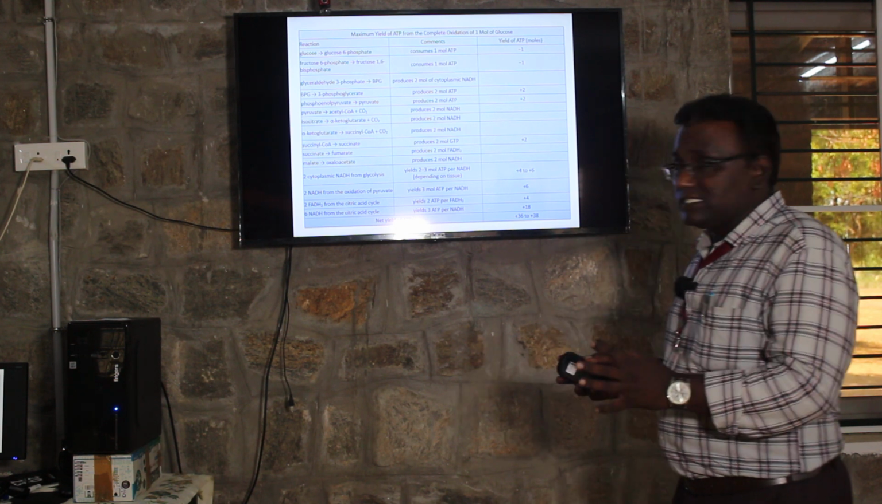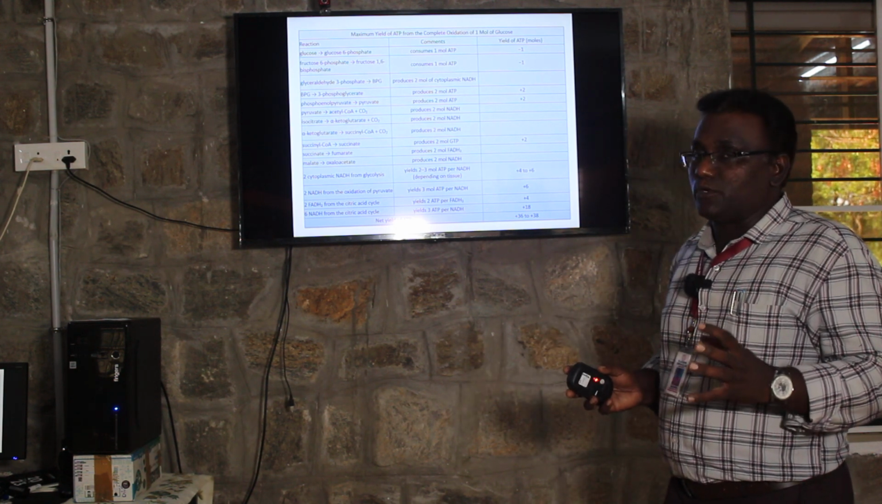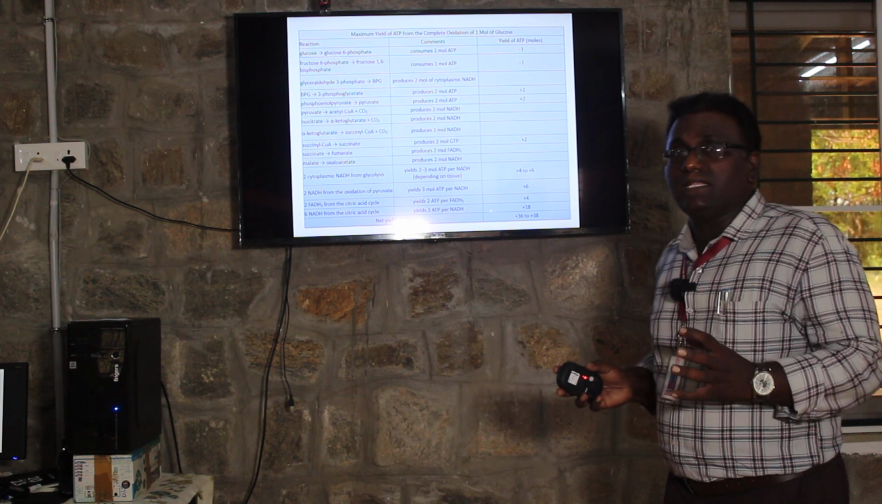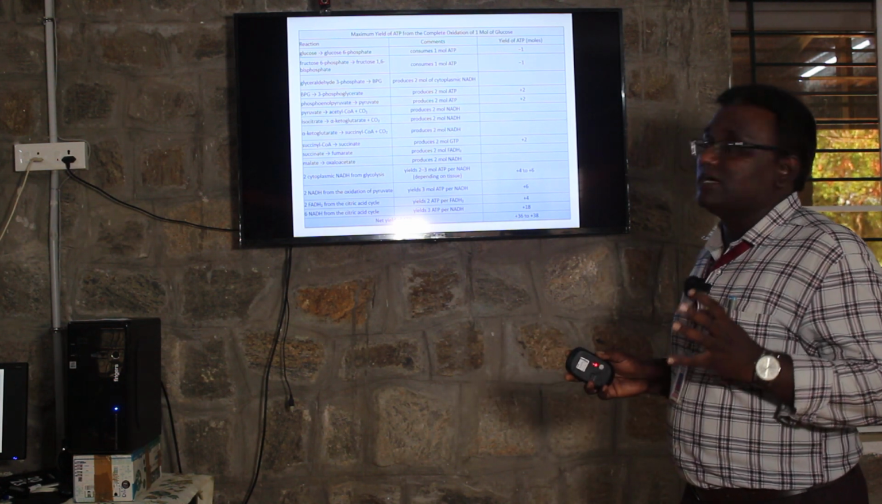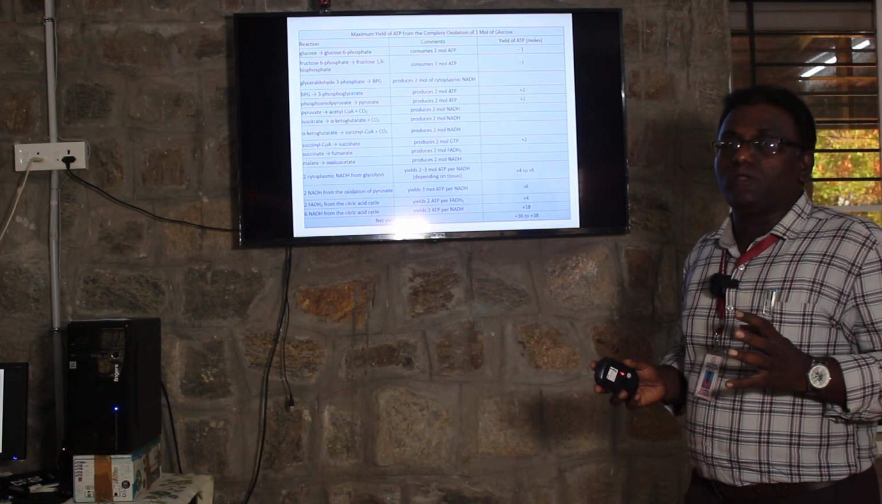Thus glucose is the important molecule which produces ATP, and the complete oxidation of glucose will give you 38 molecules of ATP. Hope you get it.